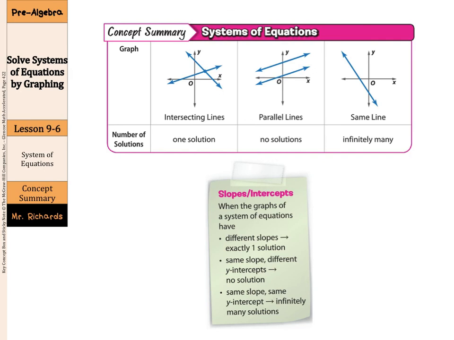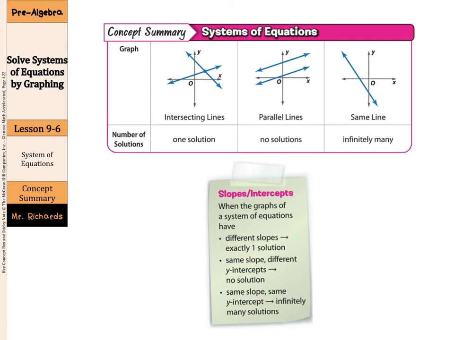Which takes us to our key concept box. There are 3 answers that we can get right now for systems of equations. We could get one solution where we have the one intersection point. We could have no solutions when we have the parallel lines, like we just had, where we had same slopes but different y-intercepts. Or we could have infinitely many solutions when it looks like it's the same line. And that's exactly what this note summarizes.